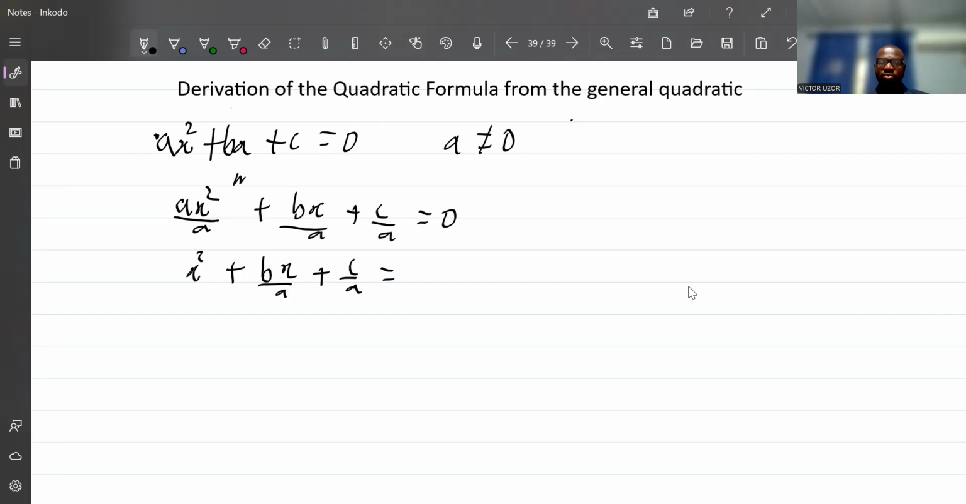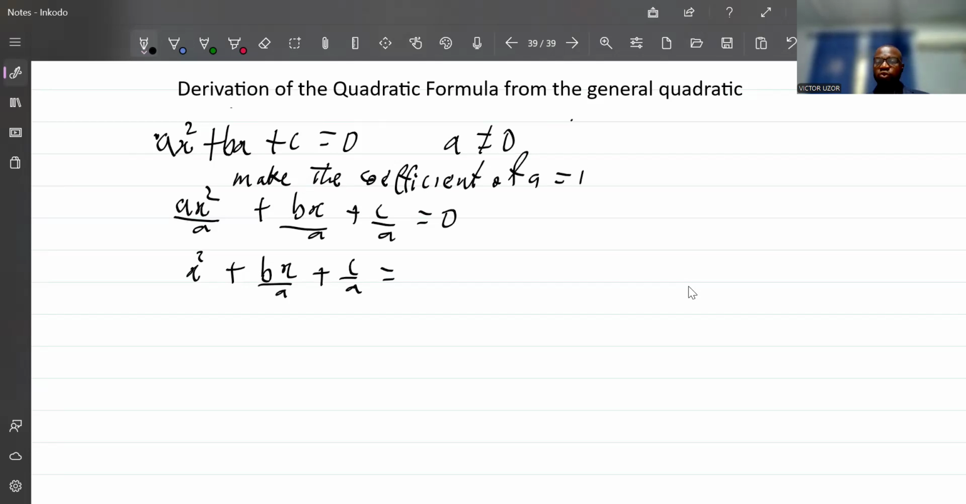Let me write it down. Make the coefficient of a to be equal to 1.